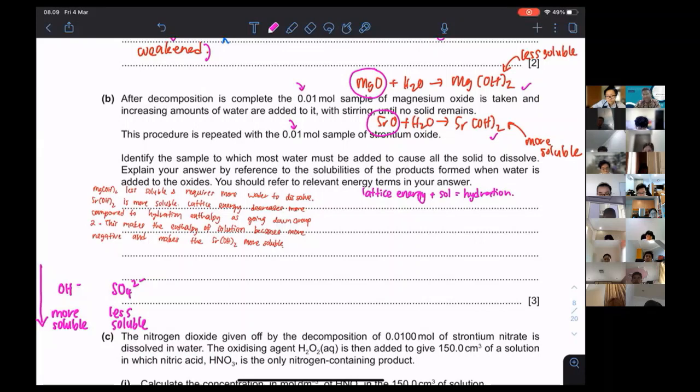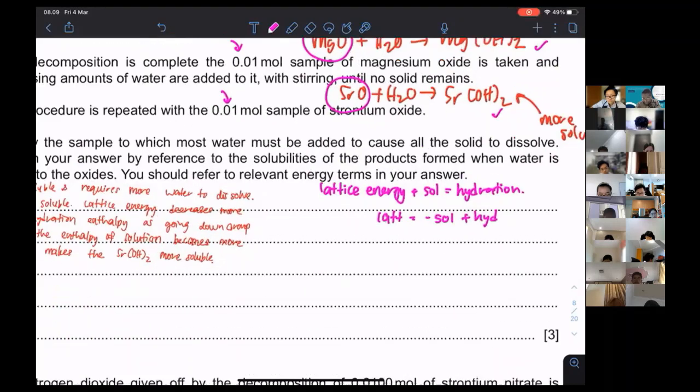Lattice energy: let your soul go and hide. So I mentioned lattice equals negative soul plus hydration. If you want to remember that, whatever it is, please remember this formula.